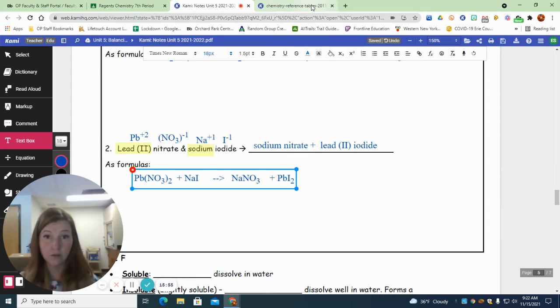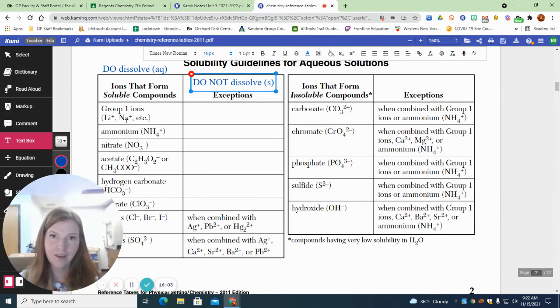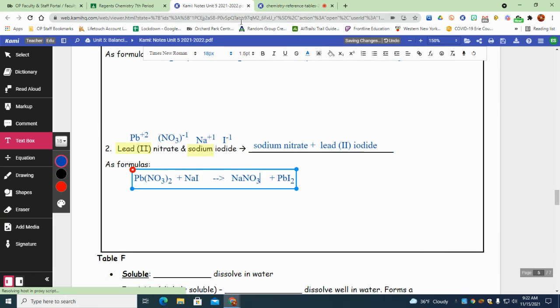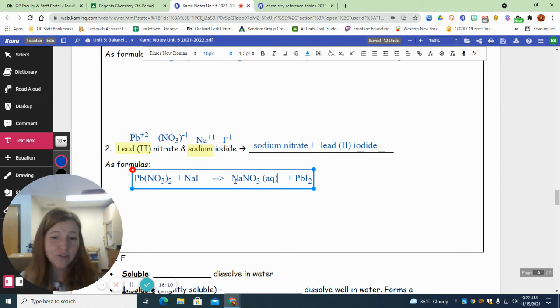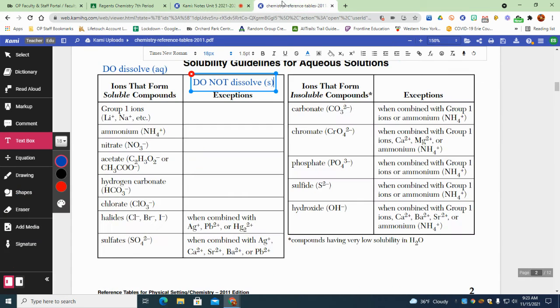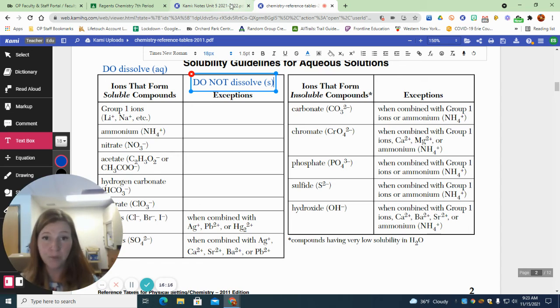All right, so what do we got going on here? NaNO3, let's go to table F and see. Will this dissolve? Well, we already said Na, always soluble, no exceptions. Ergo, NaNO3, definitely aqueous. And you only have to find one of the ions. You only have to find the cation. You only have to find the anion on this table. You don't need to find both pieces.